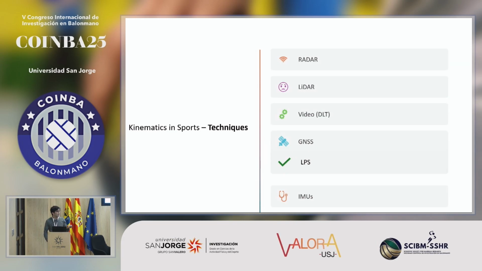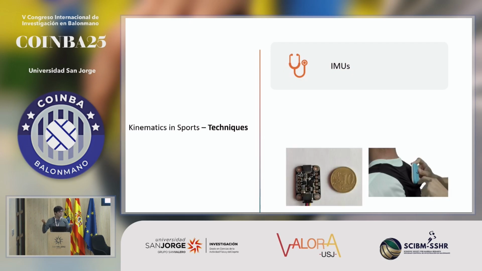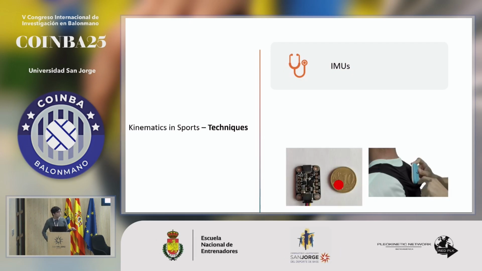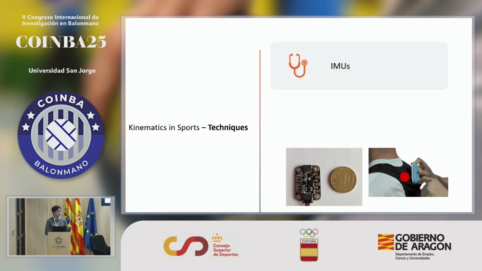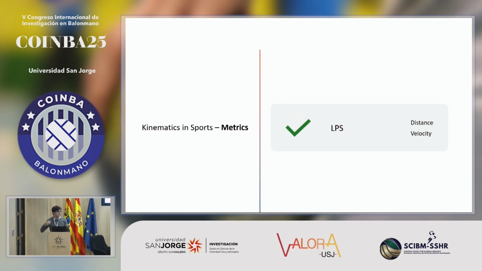And then the IMUs, or inertial measurement units, that measure mainly accelerations and angular velocity. These devices are so small that they are the size of a 10-cent coin, and due to being so small, they can also be inside the same device that the LPS has, and from there we can have position, velocity, and accelerations. That is why I will talk mainly about these two systems. About the metrics that have been used.